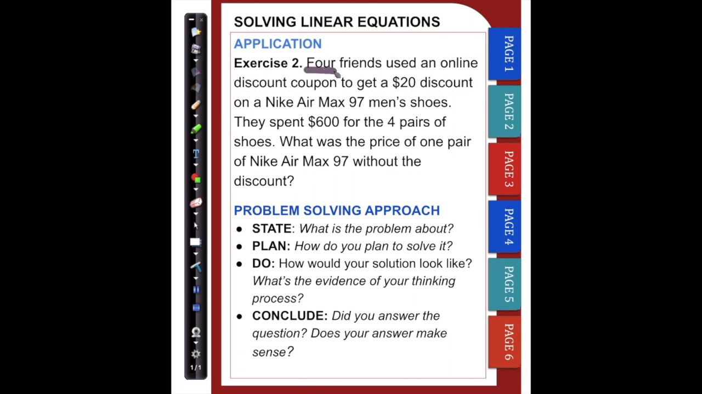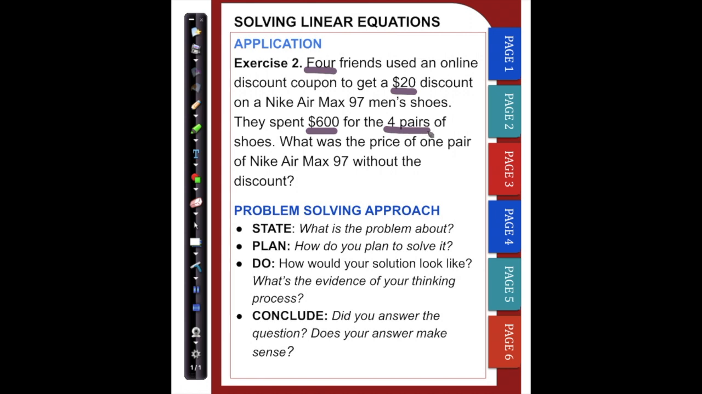So in this example, 4 friends used an online discount coupon to get a $20 discount on a Nike Air Max 97 men's shoes. They spent $600 for the 4 pairs of shoes. What was the price of one pair of Nike Air Max 97 shoe without the discount?